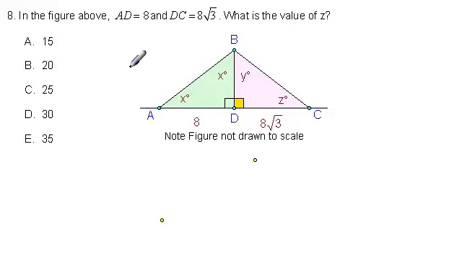Here is the response to question number 8. The question has given a diagram or the figure which has A, B, C, a triangle which has been divided into two right triangles. The important part in this question is to note that the figure is not drawn to scale.